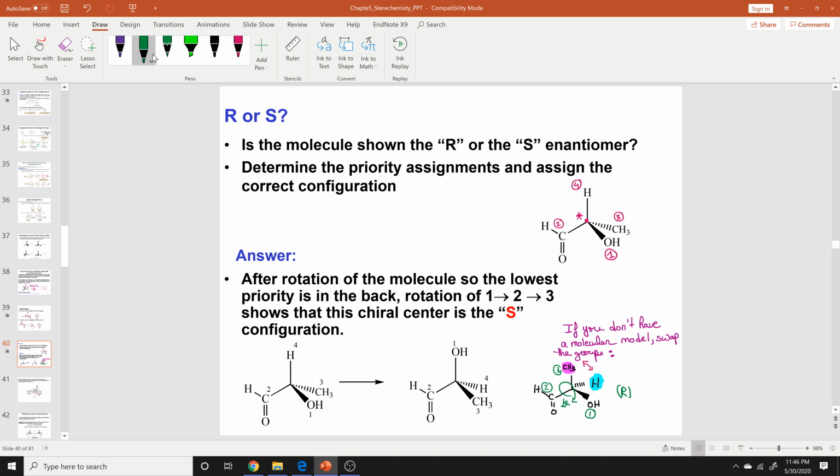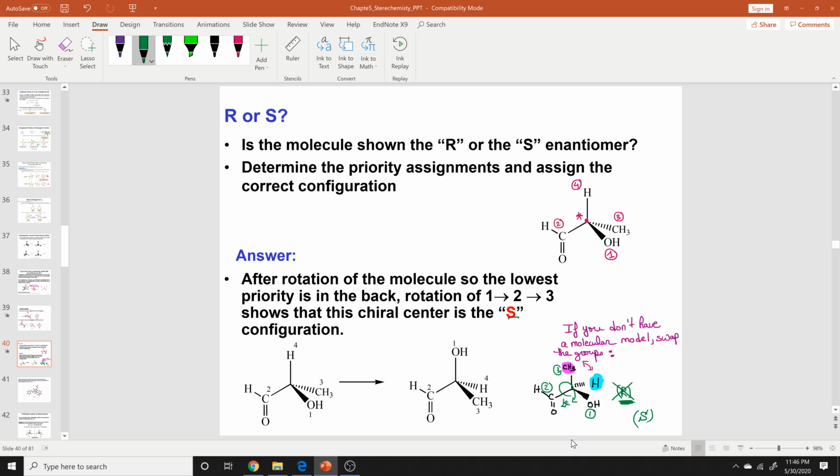Now the R configuration is for the enantiomer because I swapped it. When you swap it, you change it to the enantiomer. So you got your configuration for the enantiomer. If you want the configuration for the actual molecule, you need to cross that and reverse it. So my configuration for the actual molecule is going to be an S.